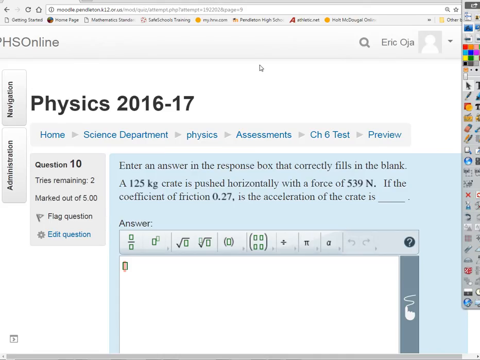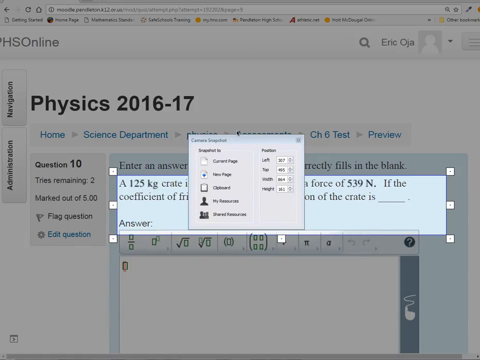So how about this one? A 125 kilogram crate is pushed horizontally with a force of 539 newtons. If the coefficient of friction is 0.27, the acceleration of the crate is blank. Okay, this is a good one. This is one of the harder ones where we've got both horizontal and vertical forces going on, right? So we got to have 2 equations of motion. So let's go through this.